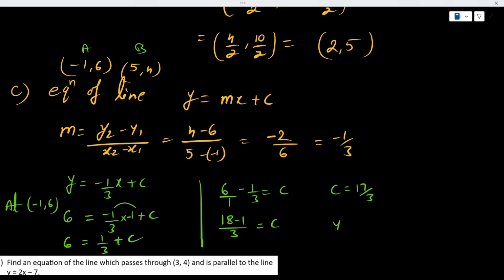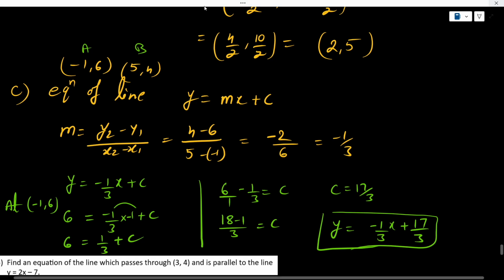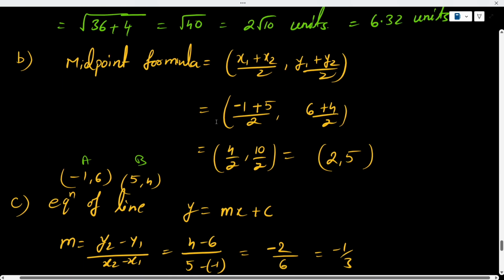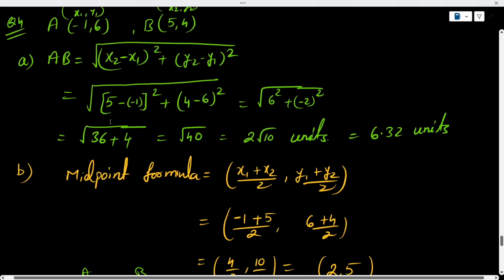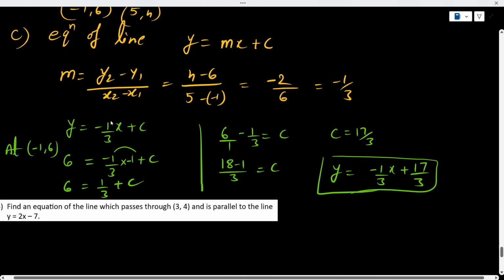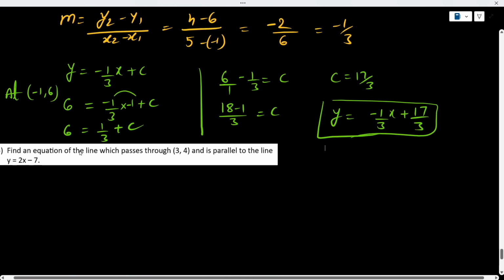So what is going to be our equation? y equals to minus 1/3 x plus 17/3. So this is nothing but your equation of the line in the gradient form. If you need the standard form, they are not asking, so you can leave the answer in the gradient form only. Okay. Now what is the next question here?